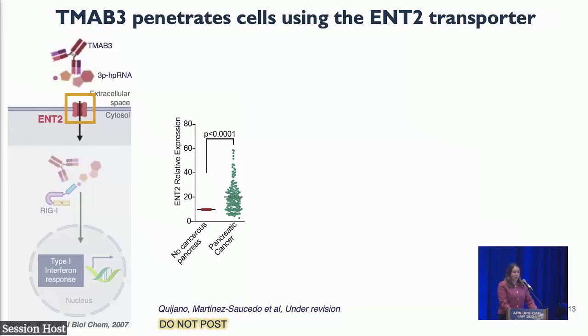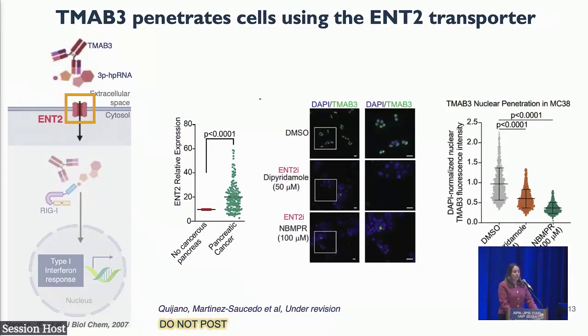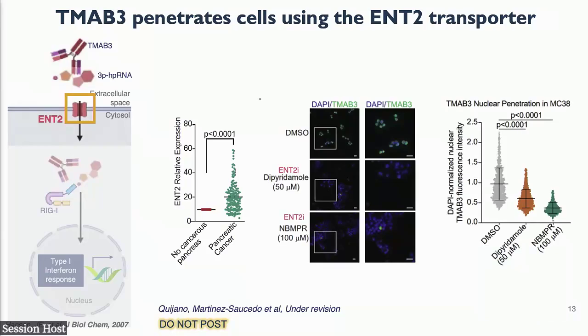And just to test that the mutation that was made for TMAP development was not altering the way it was transported into the cell, we again treated the cells with different inhibitors for ENT2. And you can see here clearly how we lose the penetrating activity of TMAP3.